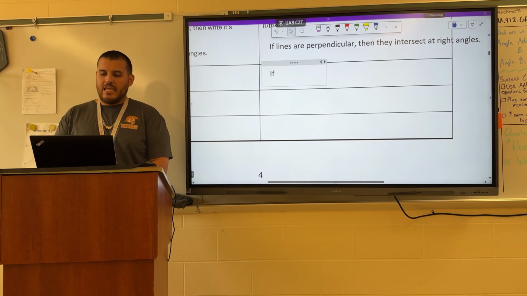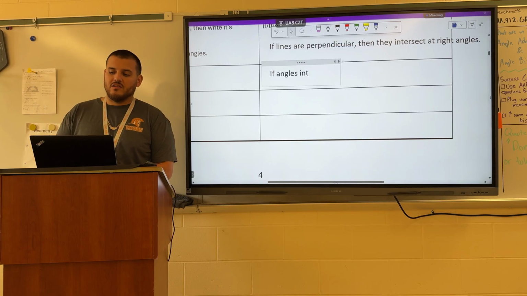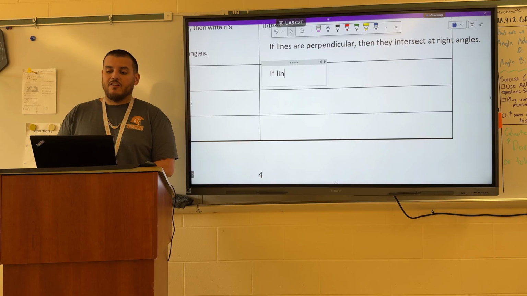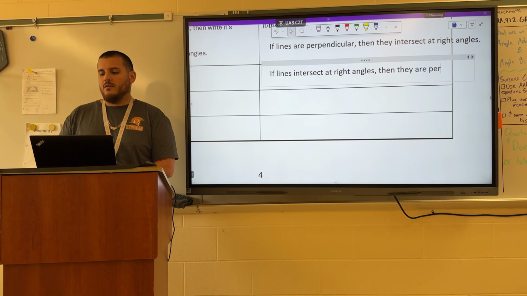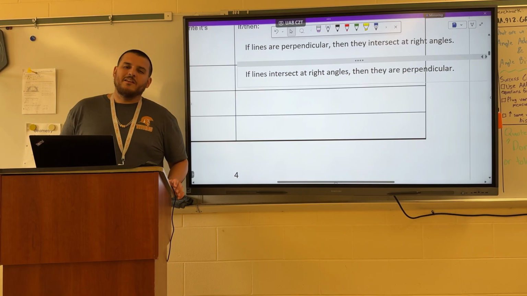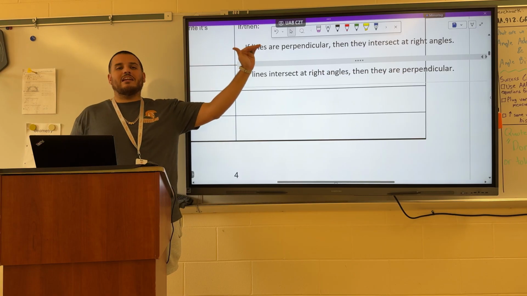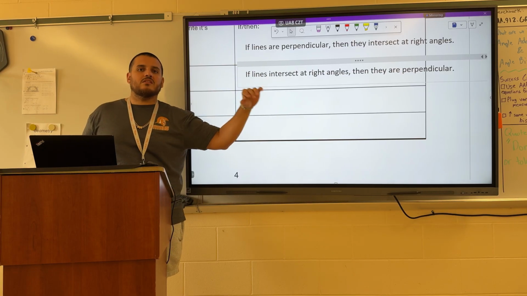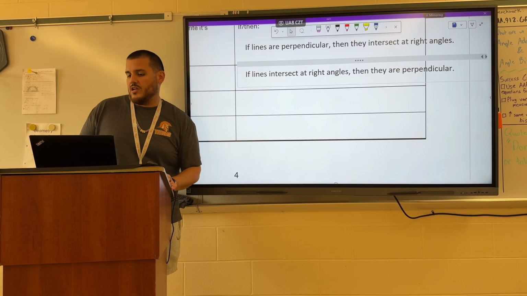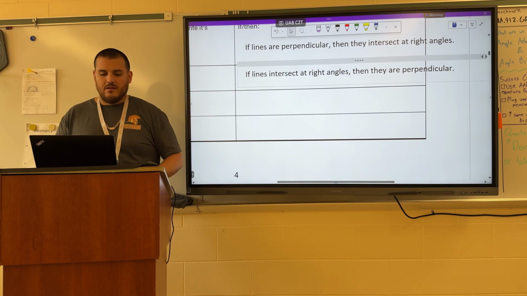So to exchange, I would say, if angles intersect, not angles, that wouldn't be the right word again, it's gotta make sense. If lines intersect at right angles, then they are perpendicular. Here's again that thing in geometry, when a statement and its converse are both true, it's something that we use in geometry. That is the case here.